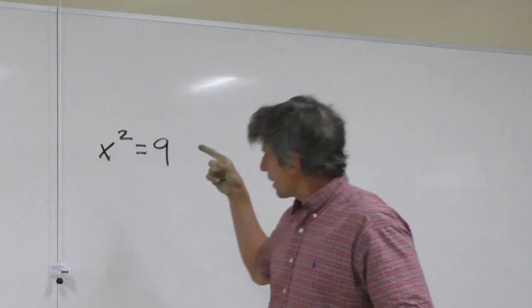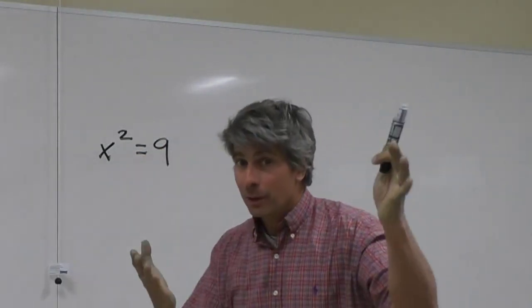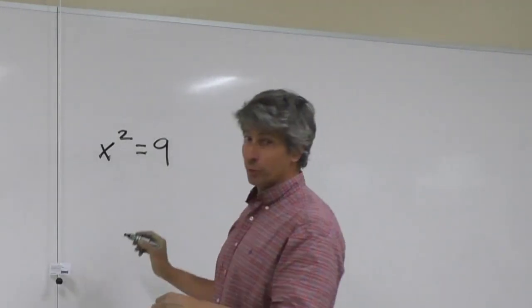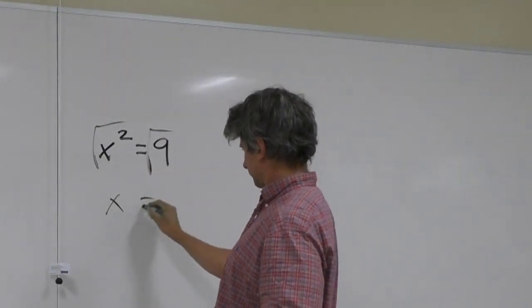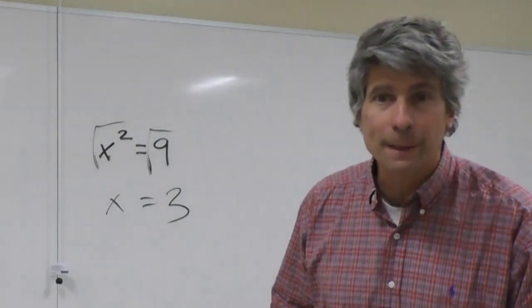If I asked you if x squared is 9, what's x? I bet you most of you would say, exactly, you'd say 3. Because you would take the square root of both sides. Square root of x squared is x. Square root of 9 is 3. Okay, ignoring the negative solutions.